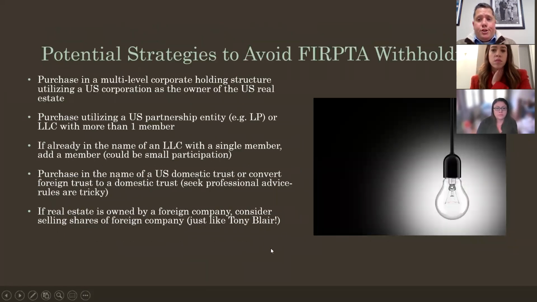Some potential strategies to avoid FIRPTA withholding. As I mentioned before, the client can purchase through a multi-level corporate holding structure. That's a foreign corporation that owns a New York corporation that then owns the real estate. The U.S. corporation is not a foreign person. Or purchase utilizing a U.S. partnership entity, for instance, like a limited partnership or even an LLC of more than one member.